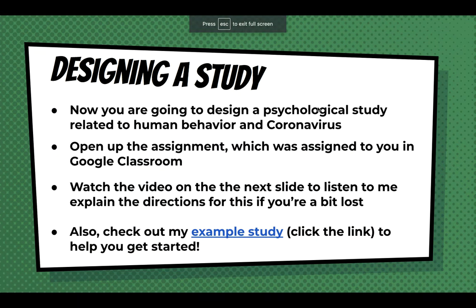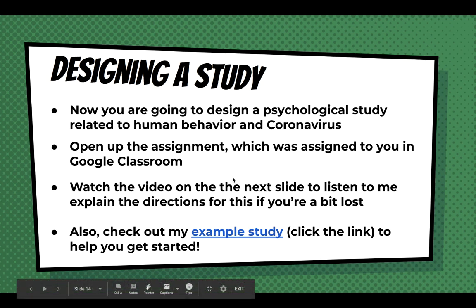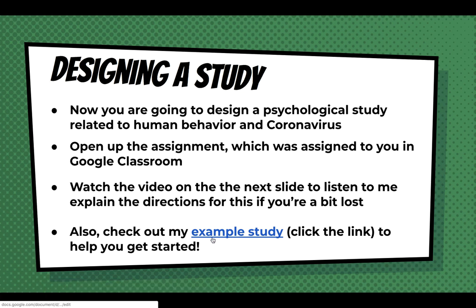So the next part that you're going to do is designing a study. We've done this in class before, actually, and the assignment you're going to be working on is a modified and extended version of what we've already done. You're going to pretend you're a psychologist, and you're going to be designing a psychological study related to human behavior and coronavirus. So you're going to open up the assignment, which will be assigned in Google Classroom. And then you can also take a look at my example study, which I'll get to in a second, to give you an idea of where this should be going.